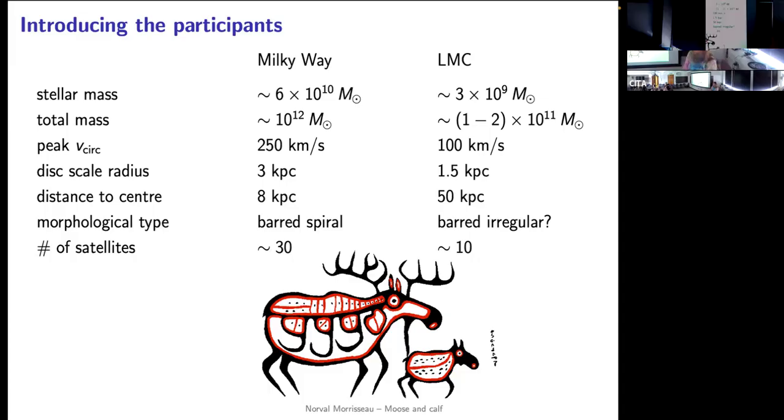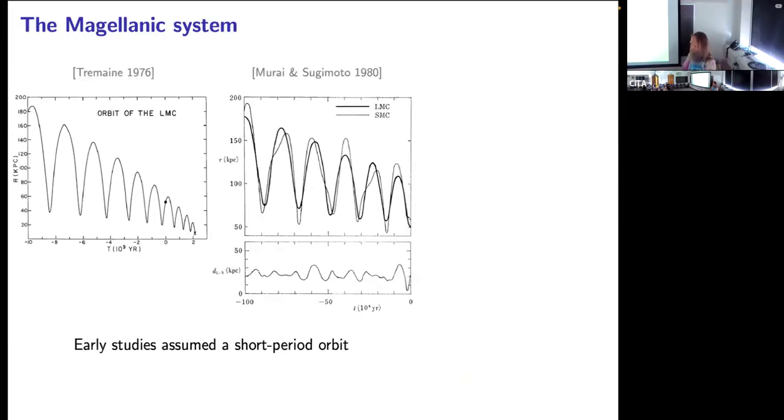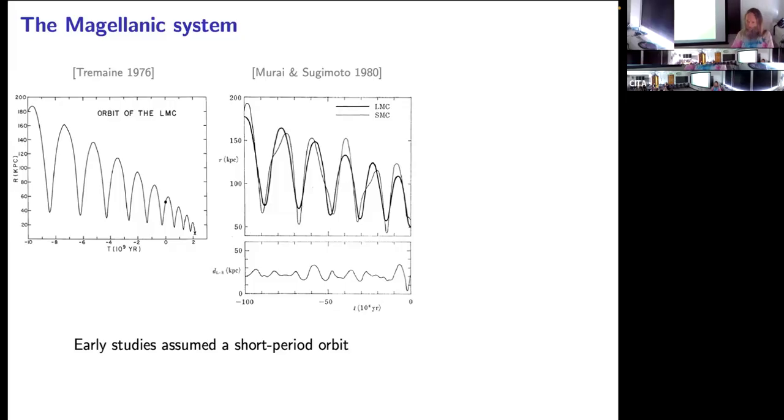So, let me start by introducing the historical context of the research into the Magellanic system. Of course, these galaxies have been known since ancient times, and for a long while it was assumed that the Magellanic Clouds are satellites of the Milky Way, and moreover, that they have been orbiting it for many orbital periods, for the whole time. In the absence of measurements other than the line of sight velocity, it was assumed that the orbit of the LMC is something like maybe 1 billion years old.